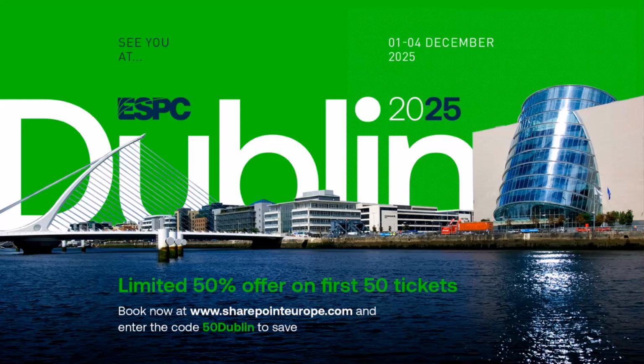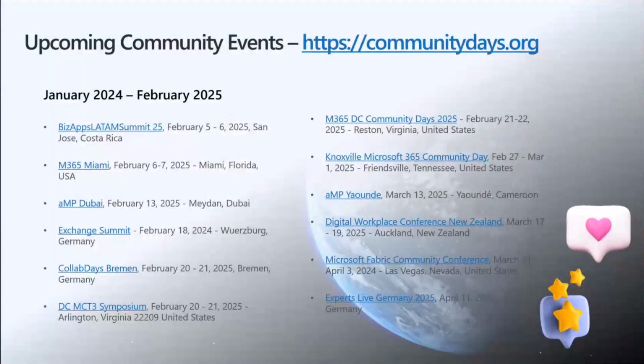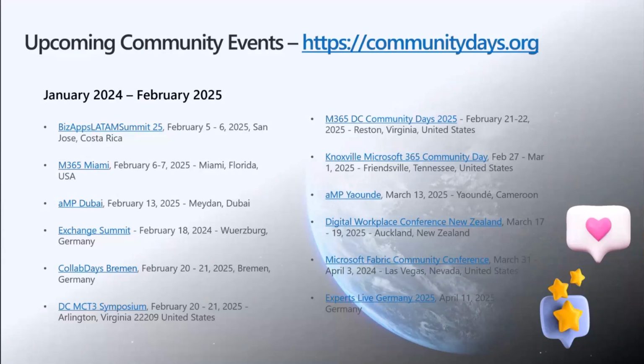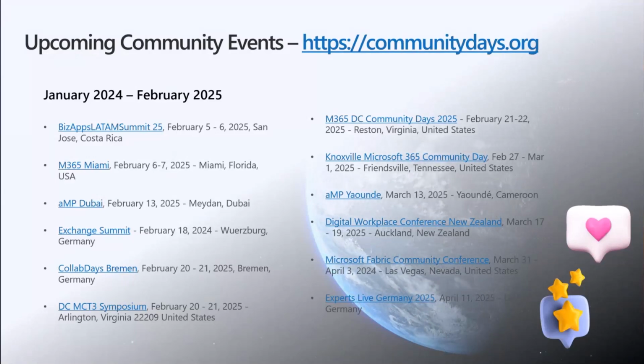On top of this, there's a lot of smaller events happening all around the world, which you can find from the communitydays.org URL. And there's going to be stuff happening in Costa Rica, Florida, Cameroon, Nevada, Las Vegas, obviously, Germany and so on. So a lot of different locations all around the world. So please check out the options and meet other people within the community as well.